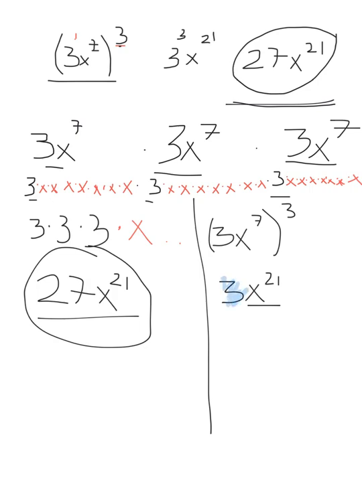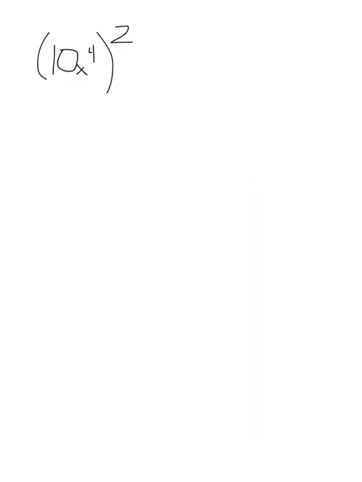So this term here also has to be raised to the third power. So don't forget to also raise that coefficient to the third power, 3 to the third times x to the 21st. Okay? Very easy to forget that coefficient, but remember, each term, 3 and x, must be raised to the third power, that coefficient and that base.